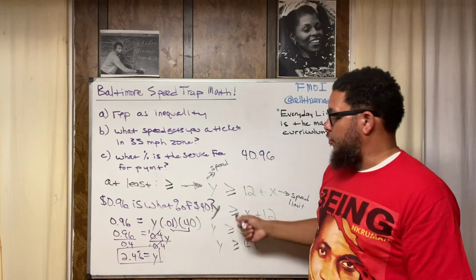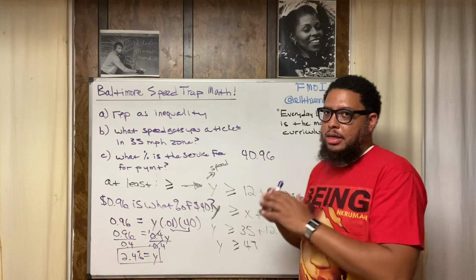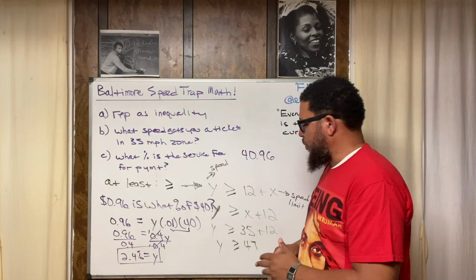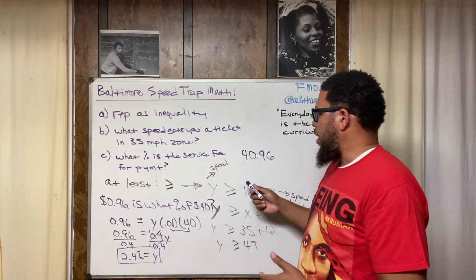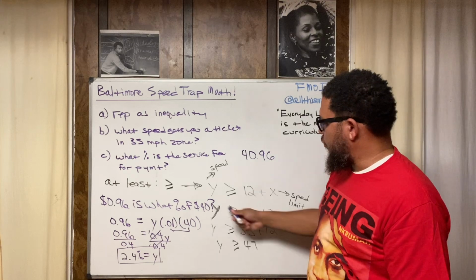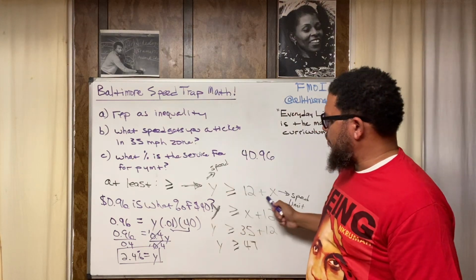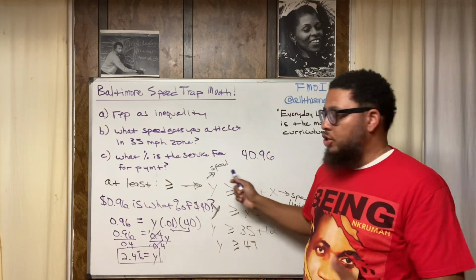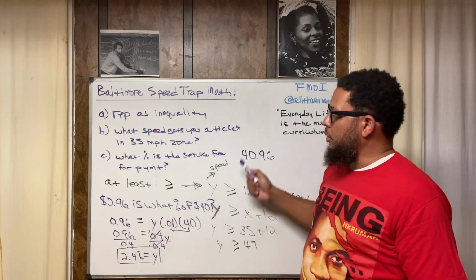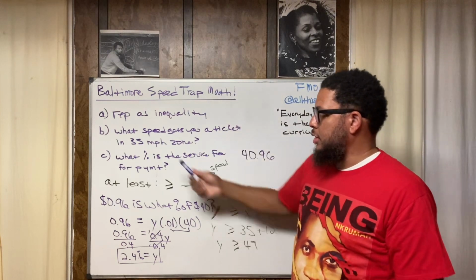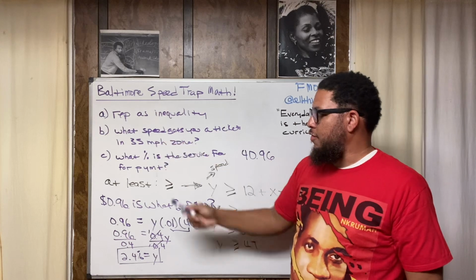All right. And then from that, let me ask you this. I'm going to tell you why this is helpful to be able to do. Because now you have basically a formula. And now that you got a formula, you can answer questions. Because it says, what speed gets you a ticket in a 35-mile-per-hour zone?